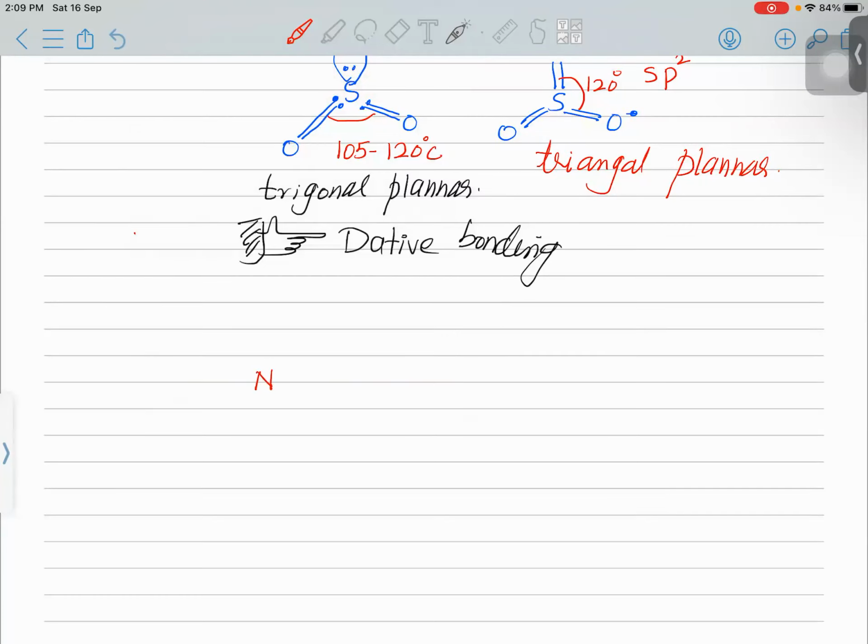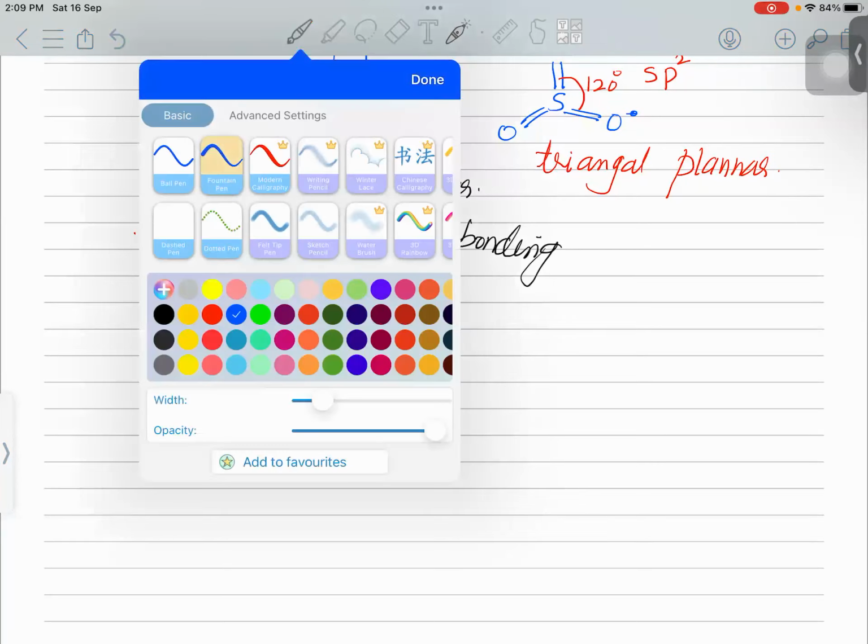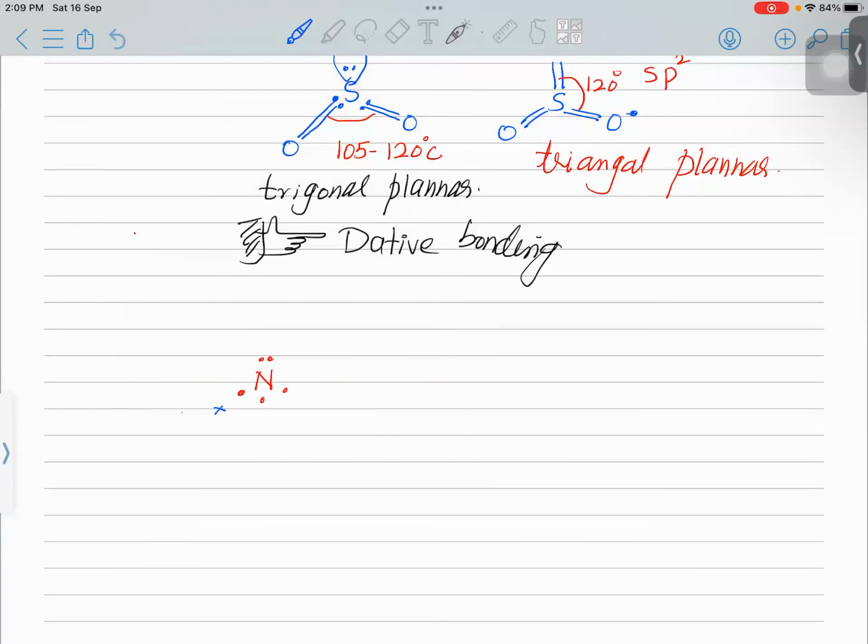Nitrogen has 5 electrons. So nitrogen can make one covalent bond with hydrogen. Am I right? Sir, why can't it make more? I am going to explain how the dative bond is formed, right? Nitrogen has 5 electrons, so it can make a covalent bond by the mutual sharing of electrons.